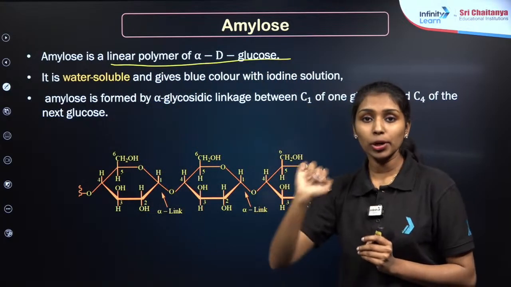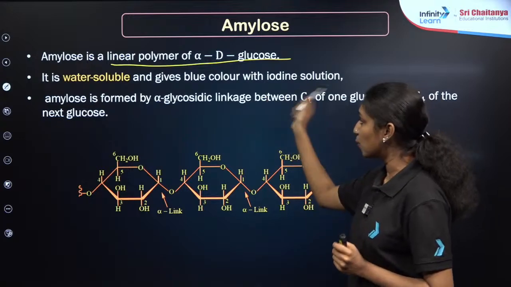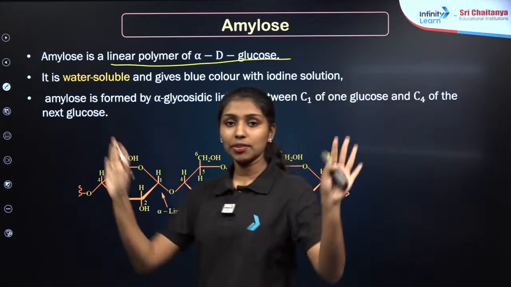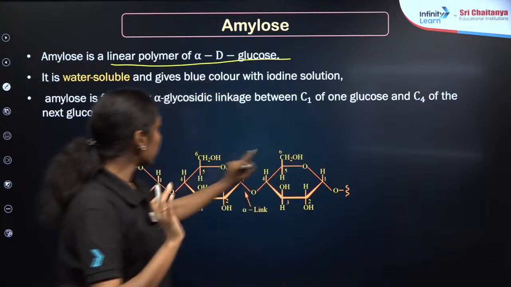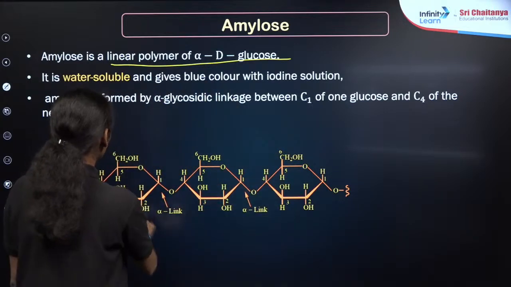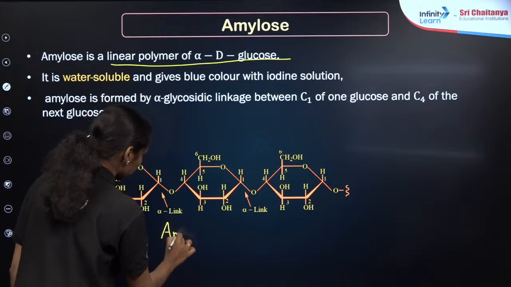The combining compound in the case of amylose is D-glucose, which is the alpha D-glucose. So it is a linear polymer. Whenever we are combining all the D-glucose in this straight line chain, you can see that it will be forming the amylose.